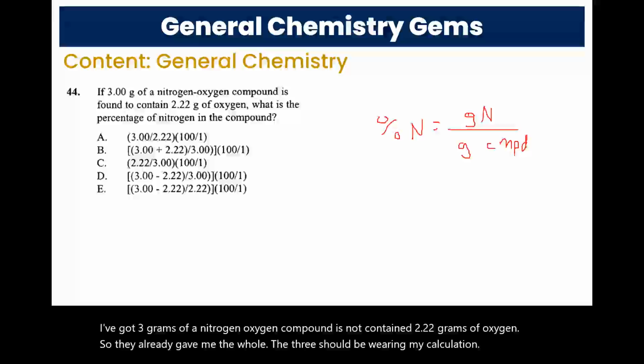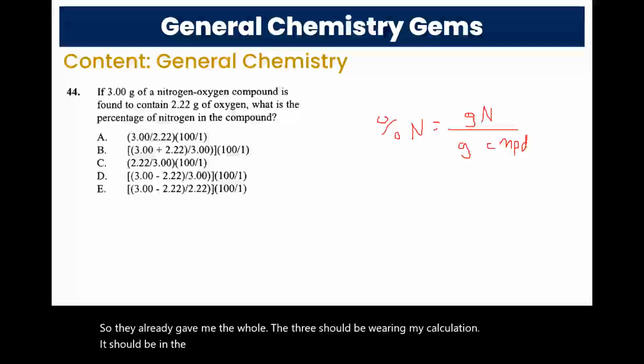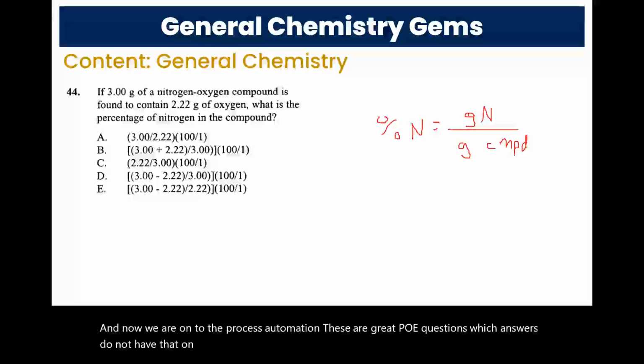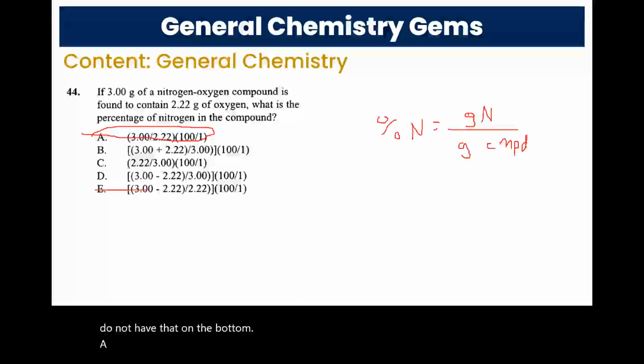It should be in the denominator. So let's eliminate. Where are some bad answers here? And now we are on to process elimination. These are great POE questions. Which answers do not have that on the bottom? A, E, and looks like that's it right now.